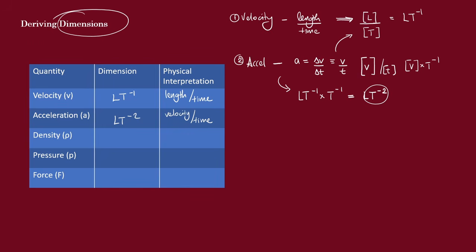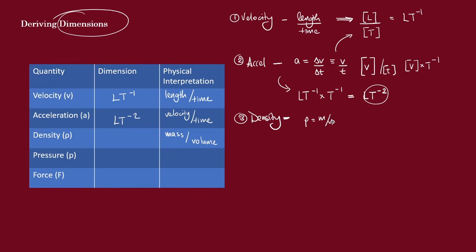Next thing we have to handle is density. Let's start with the physical interpretation, or you could start with the formula, whichever works. Density, that's rho. Rho is mass over volume. So I can write that as my physical interpretation: density is mass per volume. Mass is a fundamental unit on its own, so that's going to be M.